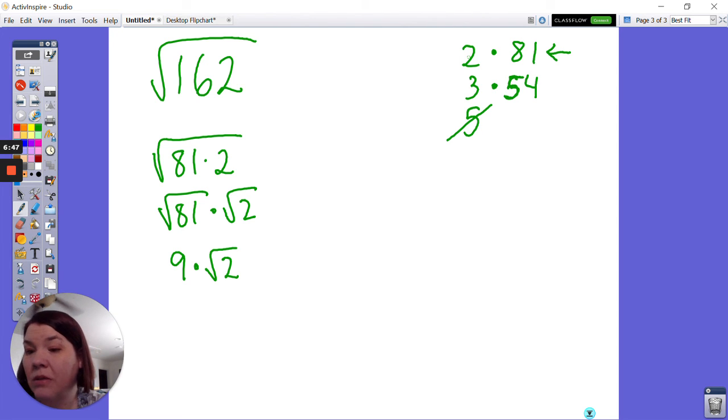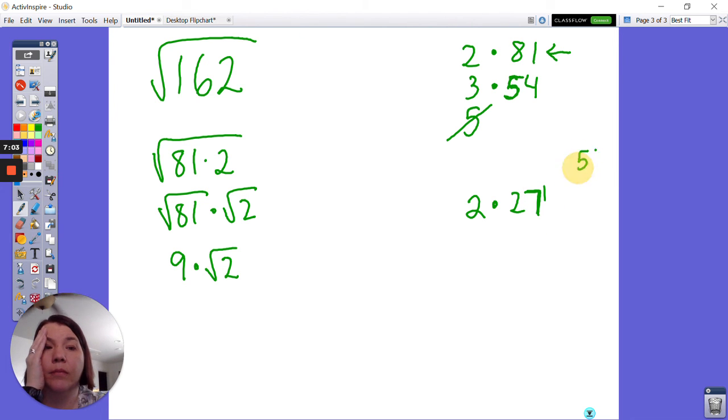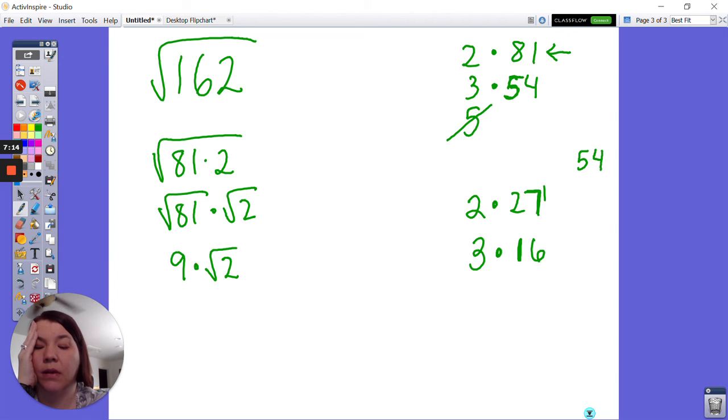And you know, if I had, let's say 2 hadn't gone in nicely and gotten me a perfect square, let's say they all weren't. Like let's say we have 2 times 27, which is 54. Then I would have 3 goes into 54, 18 times. And 18. So this one's not working for me. 5 won't go in, 7 doesn't go in, 11. So this one didn't work.